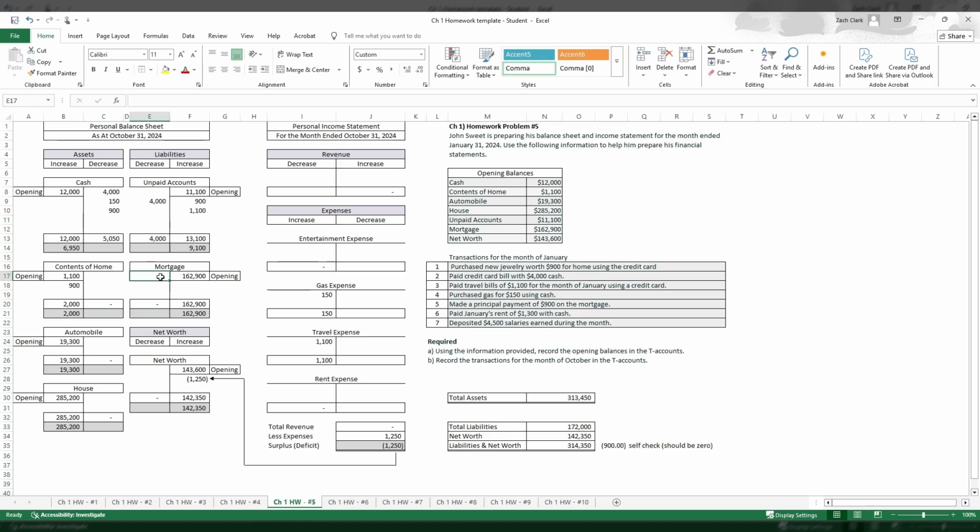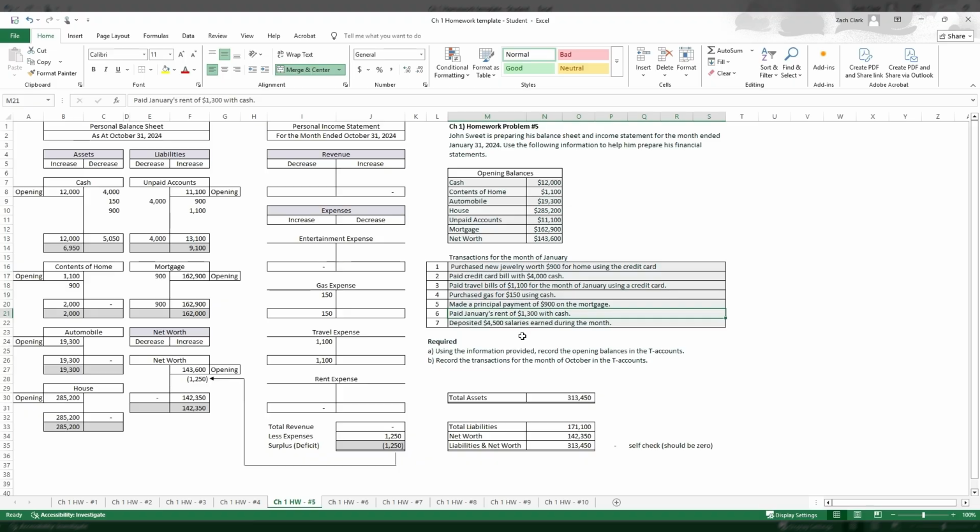So with that said, we're making a principal payment on the mortgage. There was no interest that we're considering here. It's just principal. So that reduces our outstanding mortgage balance from $162,900 down to $162,000.